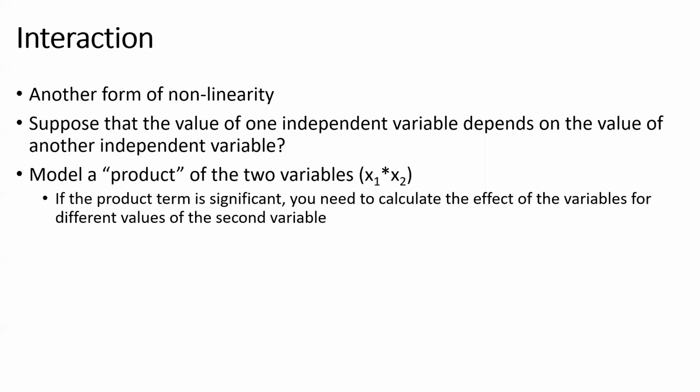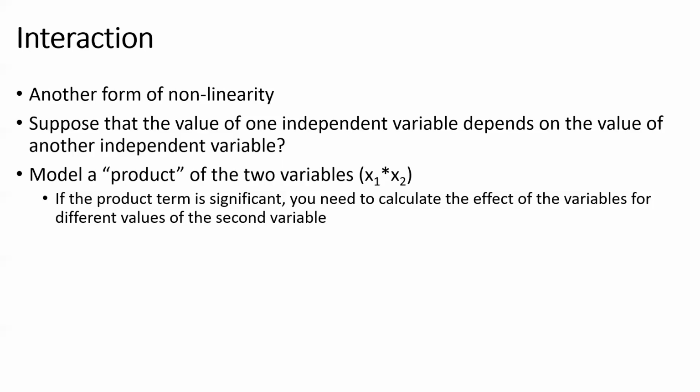Interaction is another form of nonlinearity. It involves two or more independent variables rather than just one. We talked about the assumption that the values of the independent variables do not vary according to the values of the other independent variables, that they were independent of each other. But suppose the value of one independent variable depends on the value of another independent variable. When there is that interaction between two of the independent variables, this can cause problems with our regression equation.